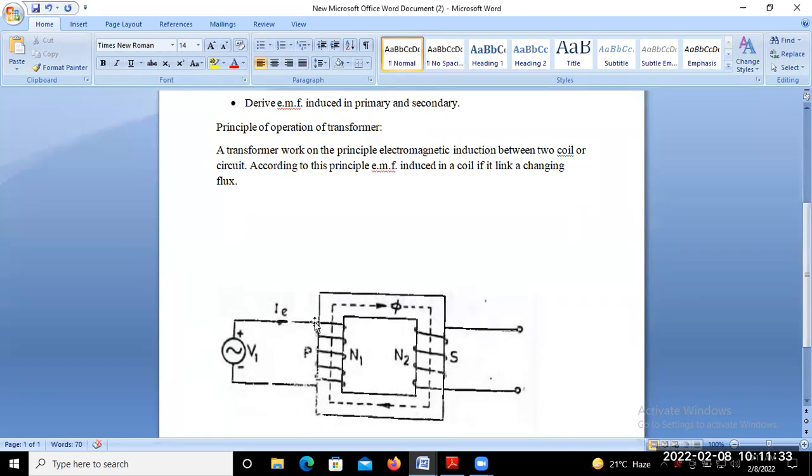The exciting current is responsible for the mutual flux produced in the core and the core loss component of the transformer. Okay, is it clear to all of you? So first we just consider the next one.